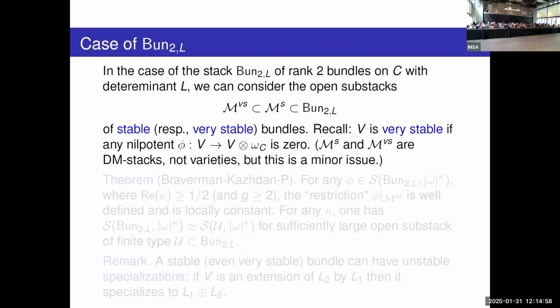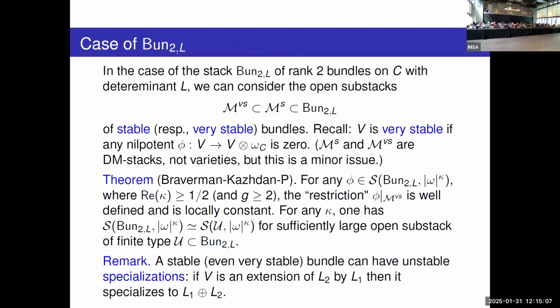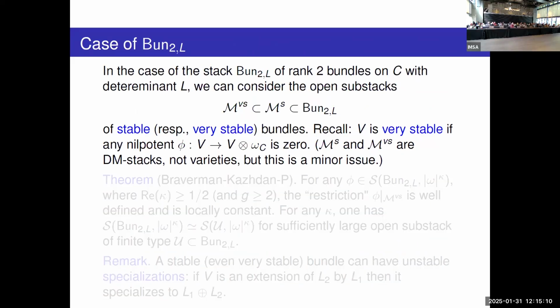Now in the case of bundles of rank 2 with Higgs field and fixed determinant, we do have such an open subset. Well, almost. You consider stable bundles. They still have some finite automorphisms, so strictly speaking it's not a variety, but still a DM stack. But this is a minor issue. We can pretend that they are varieties. But in addition to considering stable bundles, we will also consider a smaller open set of very stable bundles. I recall that a bundle is very stable if it doesn't have any non-zero nilpotent Higgs fields.